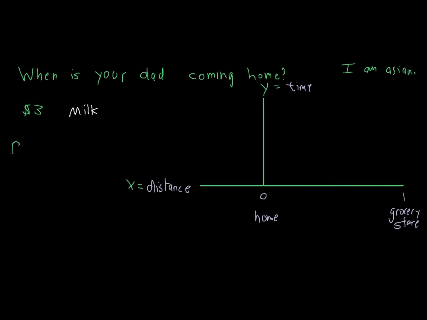The next step is to set up the equation. Your dad left with $3, and is going to obtain 1 liter of milk, which requires 1 trip to the grocery store, which is 1x distance away from your home. So that means the equation is 3 for $3 over x. But realize if x is negative, that means y is also negative, and time cannot be negative. So the equation is actually the absolute value of 3 over x. If we graph that out, the function looks something like this.